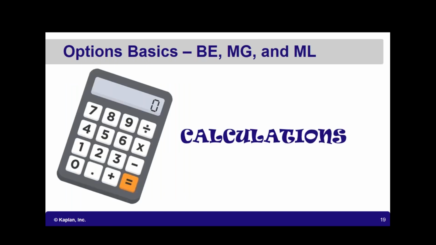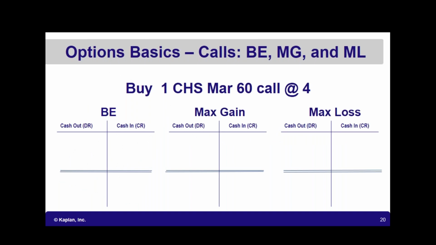Now, we can't stop the webinar without doing a few calculations. Those calculations will be the break even, the maximum gain, and the maximum loss. And I pulled this calculator for a reason because it's the type of calculator you're going to get when you take your exam. It's a 4-function calculator. We have addition, subtraction, multiplication, and division. But for now, we'll just need to use our addition and subtraction.